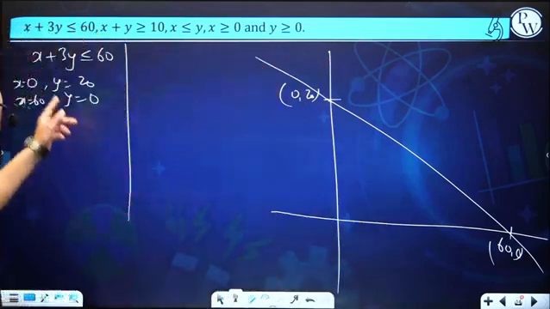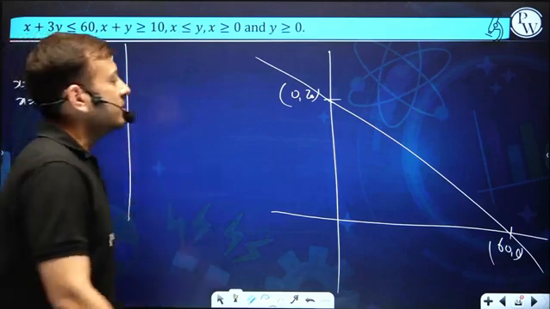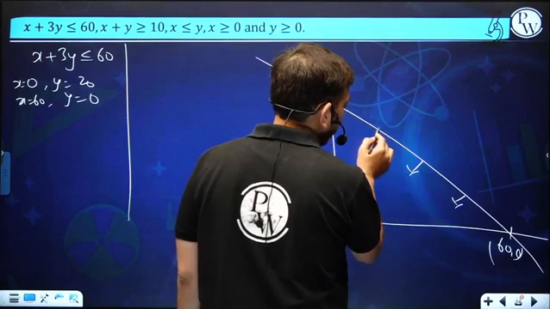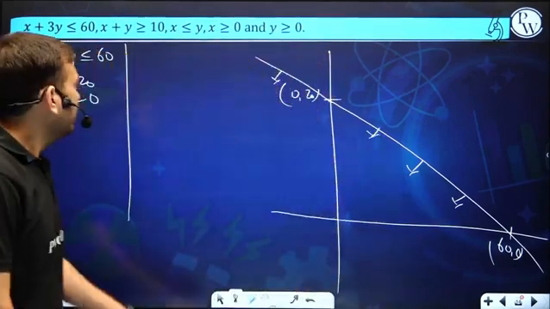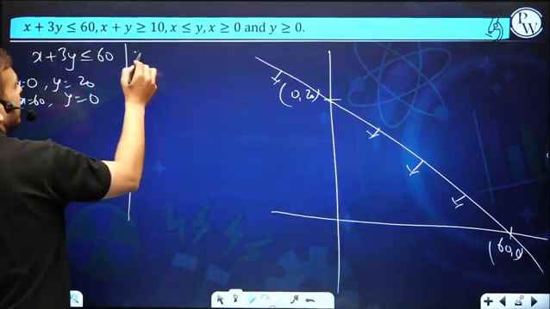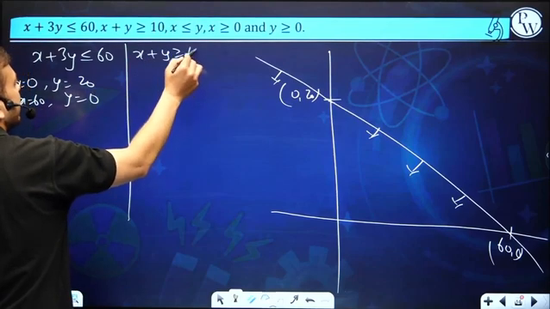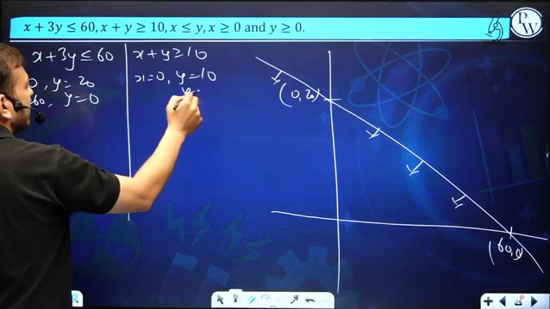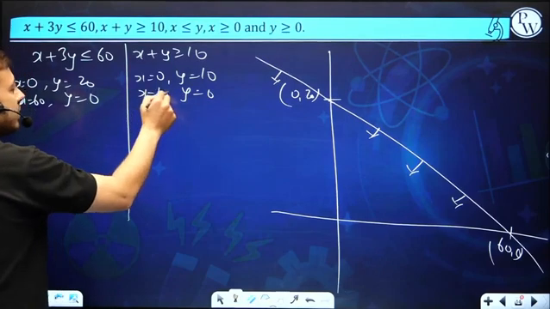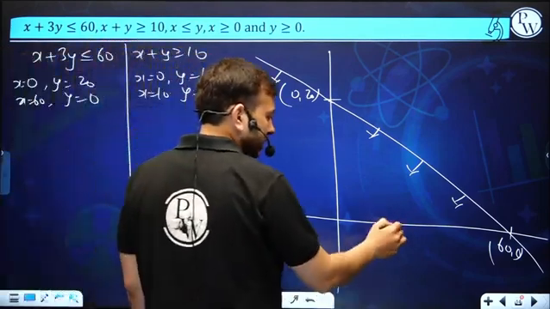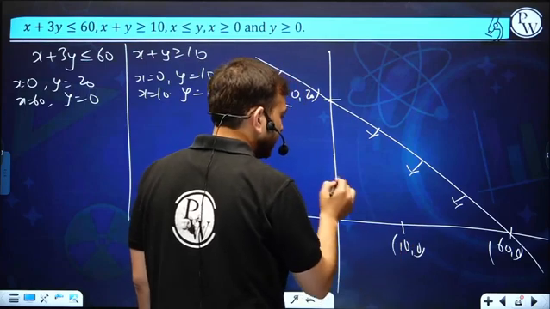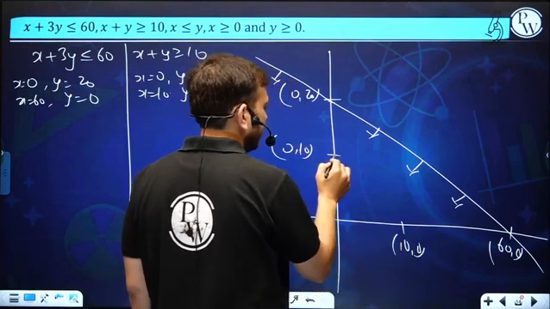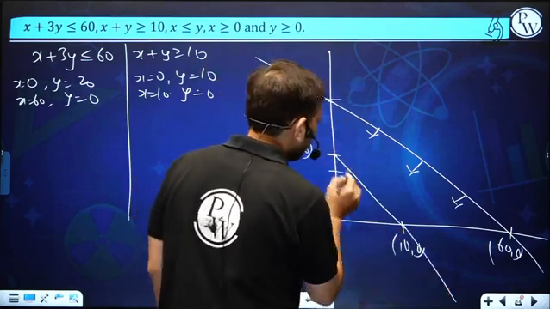Now put 0 comma 0. 0 is less than 60, so I need the region below this line. First line is done. Second, x plus y greater than 10. X is 0, y is 10; y is 0, x is 10. So 10 comma 0 and 0 comma 10, like this.